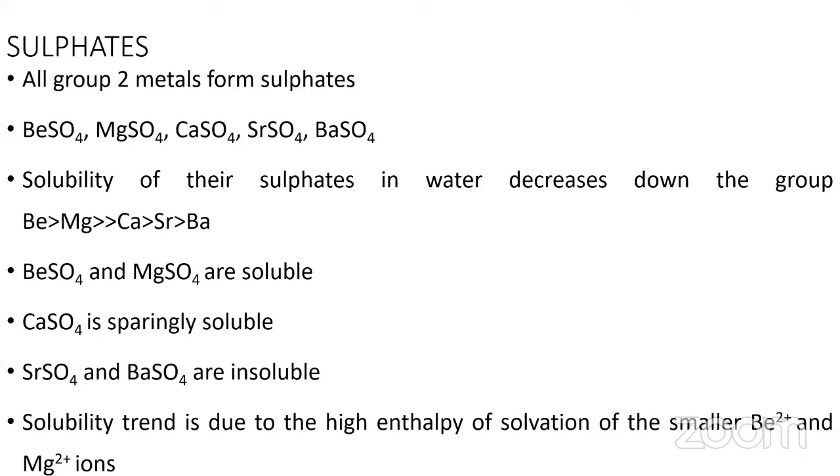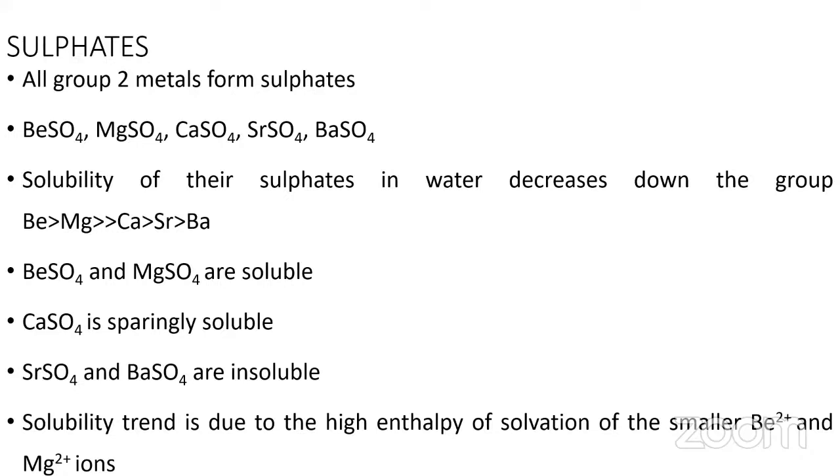So we look at the sulfates. I'm going to ask you a question at the end of this lecture, so please make sure you pay attention. So we'll also look at the sulfates. All your group 2 metals form sulfates. So we have our beryllium sulfate, we have our magnesium sulfate, we have our calcium sulfate, we have our strontium sulfate, and we have our barium sulfate.